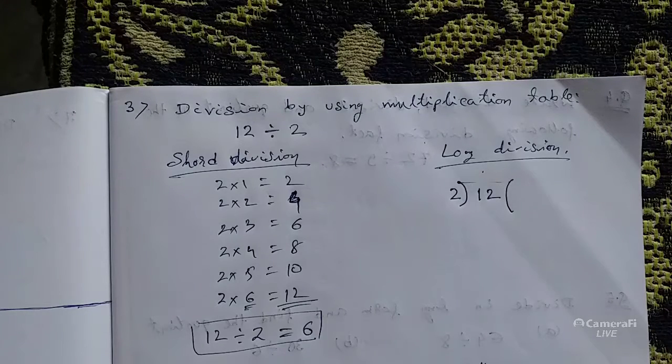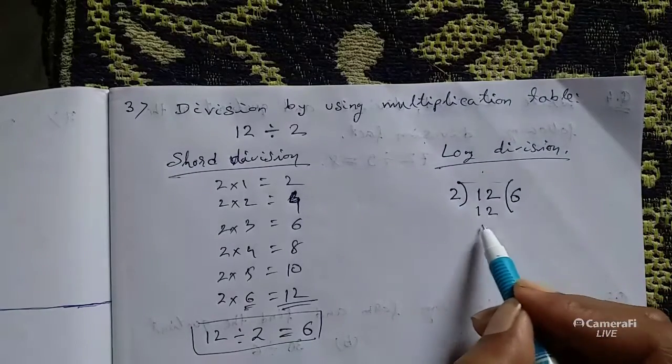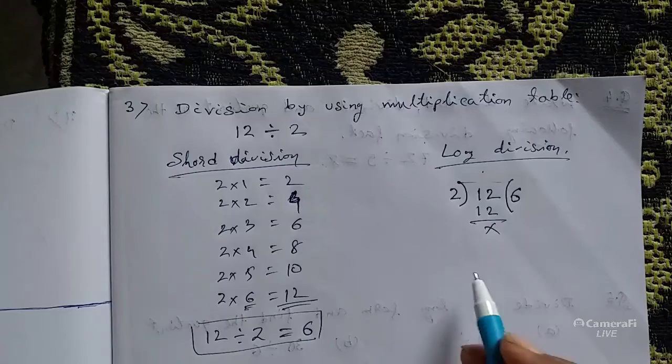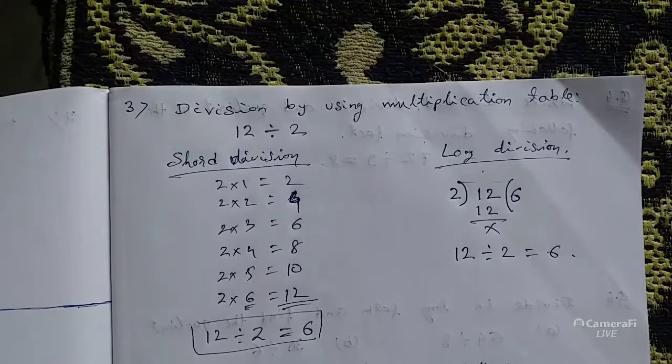So proceed with table 2 until we reach 12. 2 1 ja 2, 2 2 ja 4, 2 3 ja 6, 2 4 ja 8, 2 5 ja 10, 2 6 ja 12. So we get 6, 2 6 ja 12 and division is completed. So we can write that 12 divided by 2 equal to 6. So these are the methods of division by using multiplication table. Mostly we use the long division method to divide.